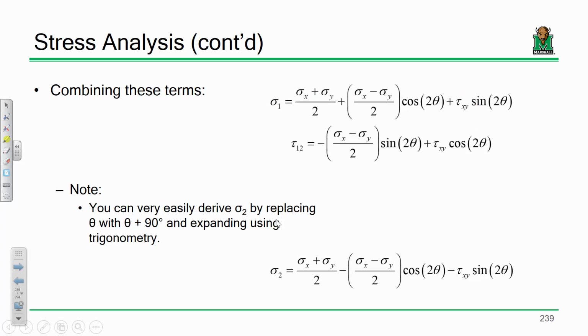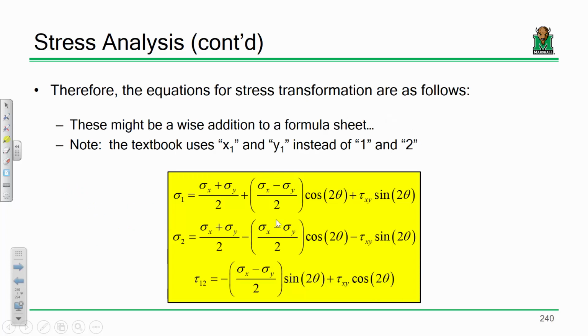Now you can very easily derive, so I only have a sigma 1 and a tau 1, 2. You could very easily derive the sigma 2 by replacing the angle with the angle plus 90 degrees and just redoing some of your math a little bit. Okay. All right. So I've got this. This box is really important. I would write this down. I'm actually going to let you write this down and give you a little bit of time on this.